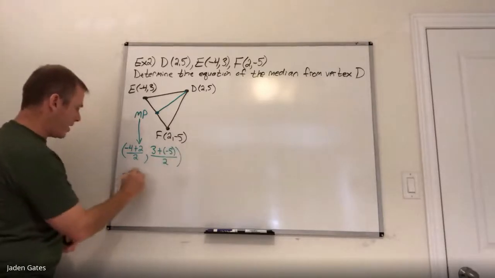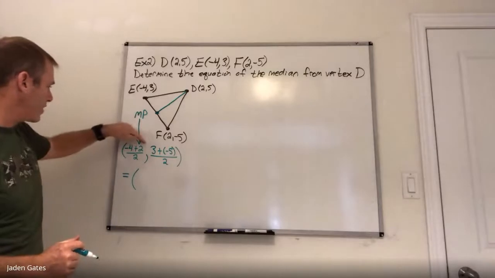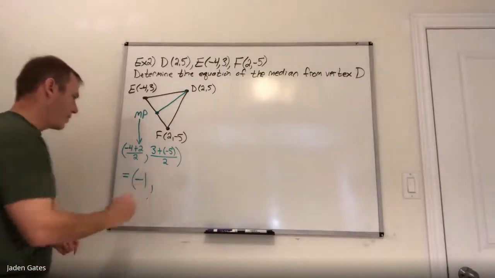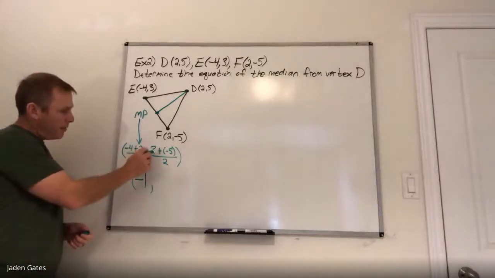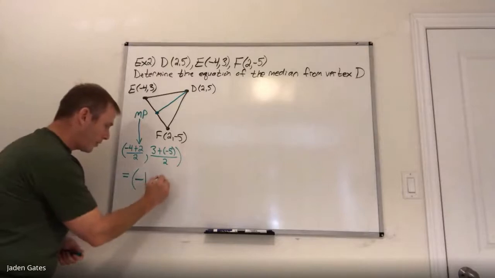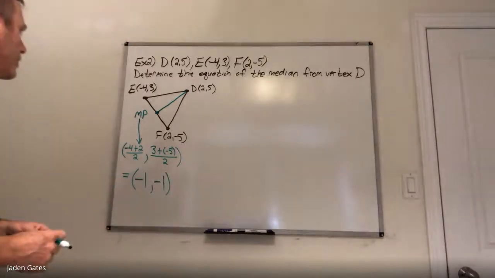All right, again, I'm going to go a little bit quicker with the math. -4 plus 2, well, that's -2, and then divide by 2. I got a -1 there. 3 plus -5 is also -2, so I divide by 2. I also get a -1 there. So my midpoint's -1, -1.